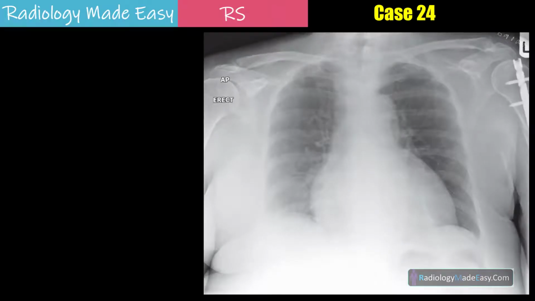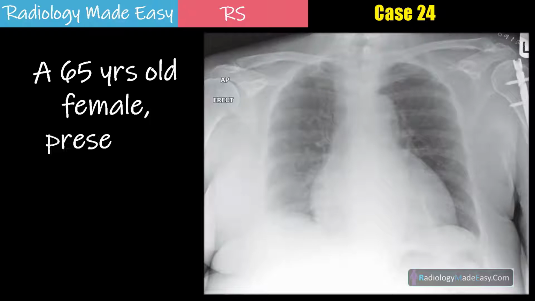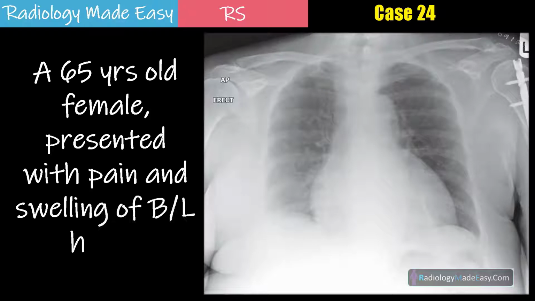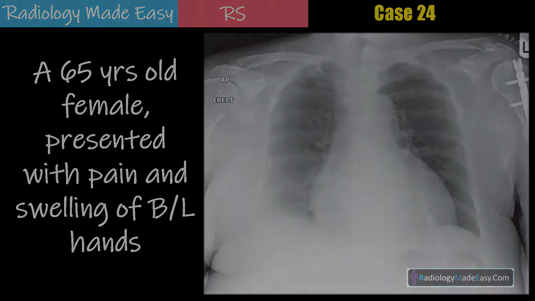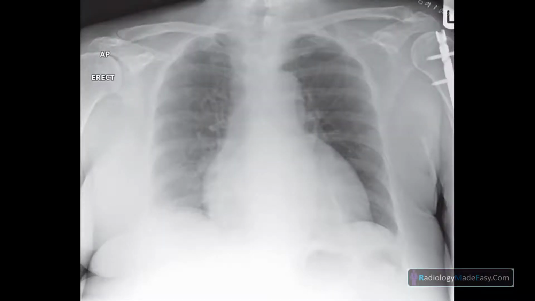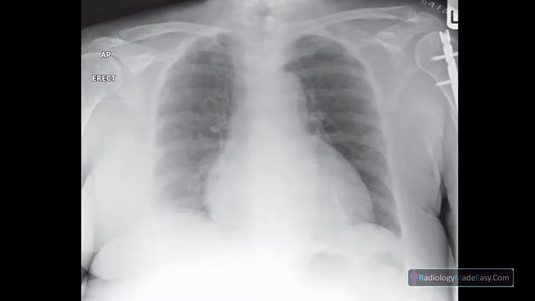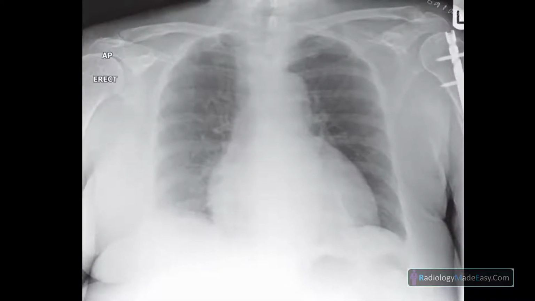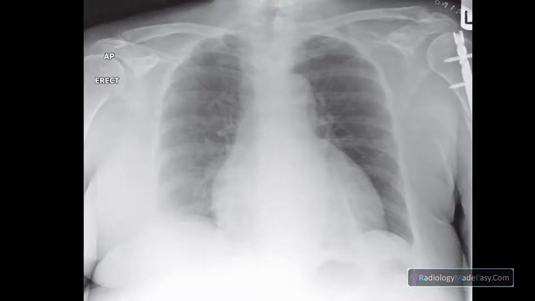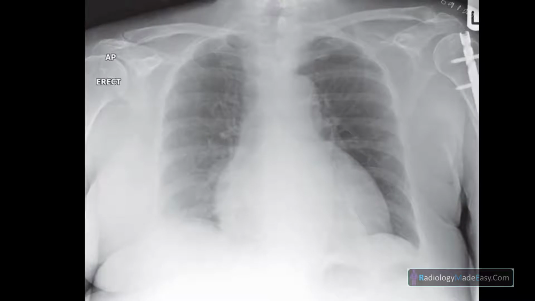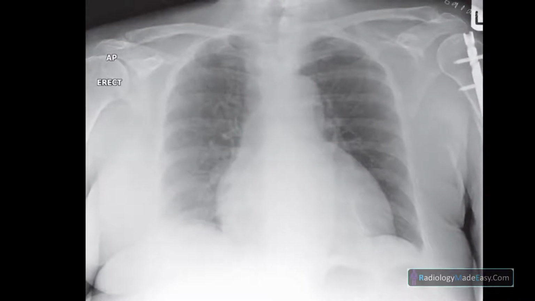Let's see today's case. Today's case is a very good examination question. Make sure you watch till the end. A 65 years old female presented with pain and swelling of bilateral hands. This is the anteroposterior erect chest radiograph of this patient. Now, observe carefully and think, what are your findings? Then compare your findings with rest of the case discussion. By this method, you will achieve a good outcome from our videos.